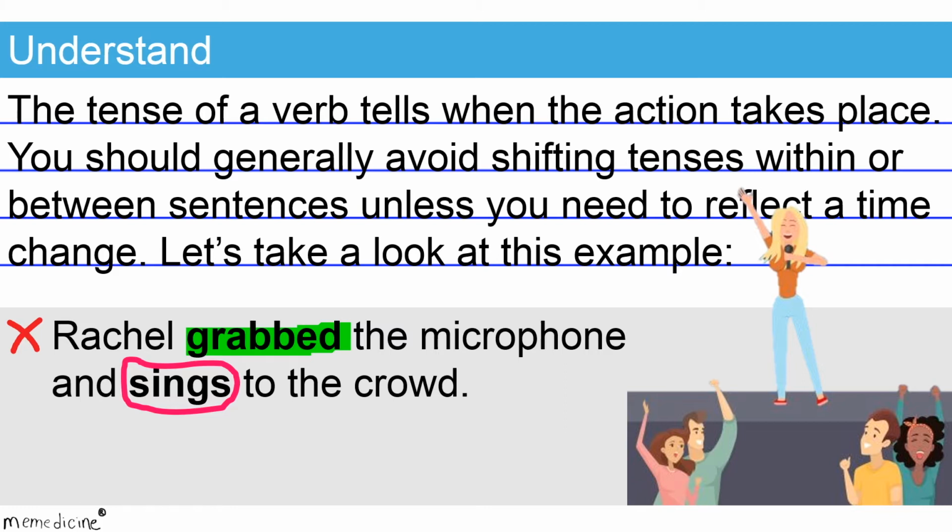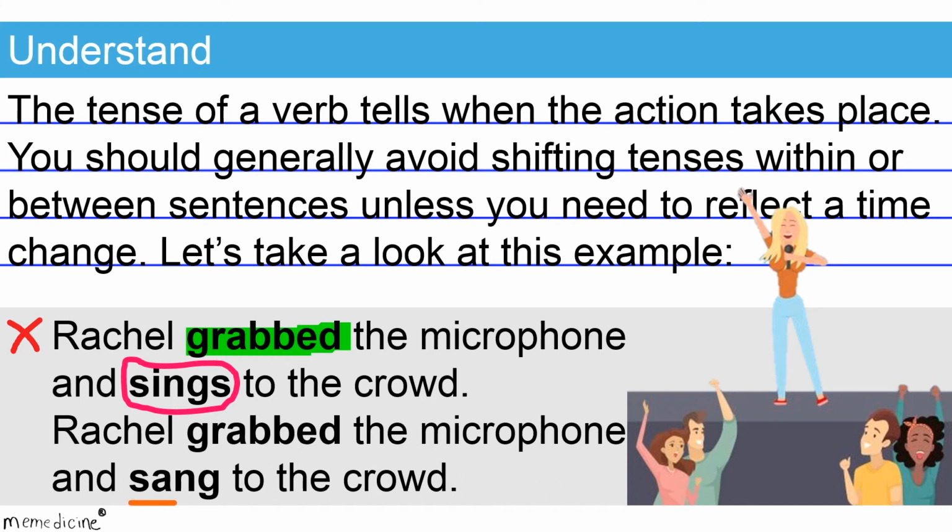Change sings to its simple, singular, third person, past tense verb form to restore consistency. There you have it. We've changed sings to sang, its simple, singular, third person, past tense verb form. We have restored consistency in this sentence, and this new verb form is correct.